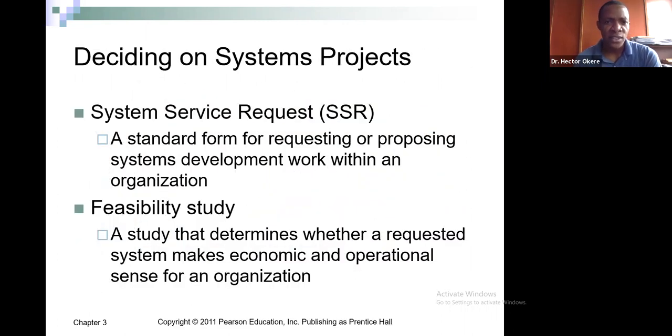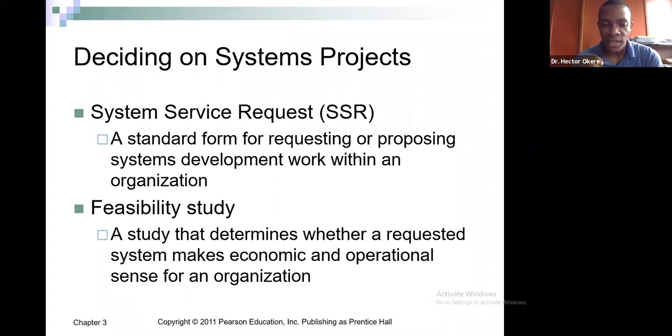All right. So in a company, when you want to request a system development or a system upgrade, there's a standard form that you use to propose it. It is called a system service request, all right? So with that form, this is how you kickstart a project.